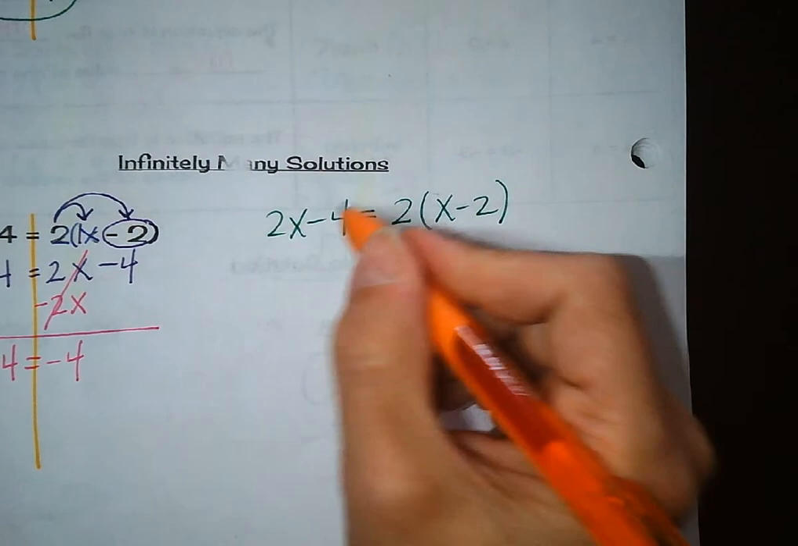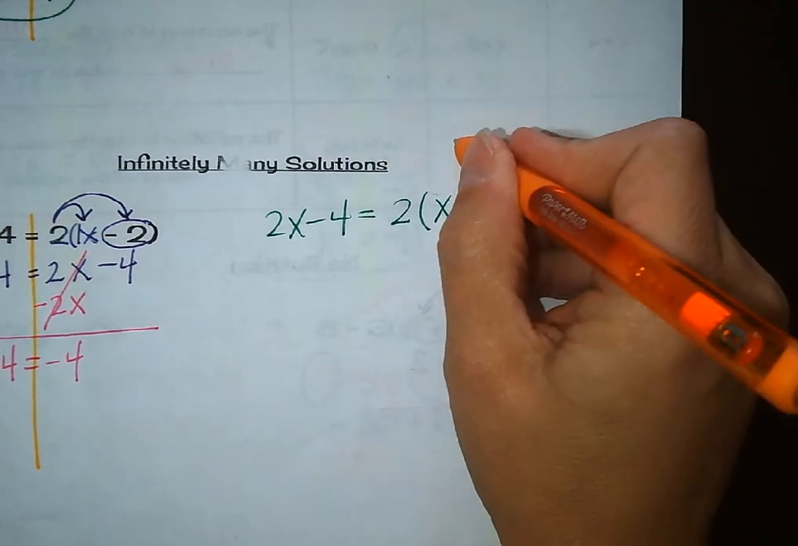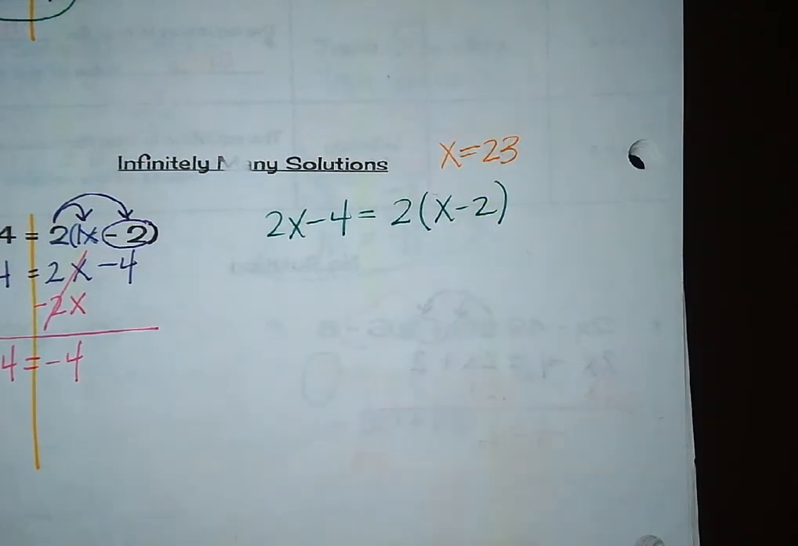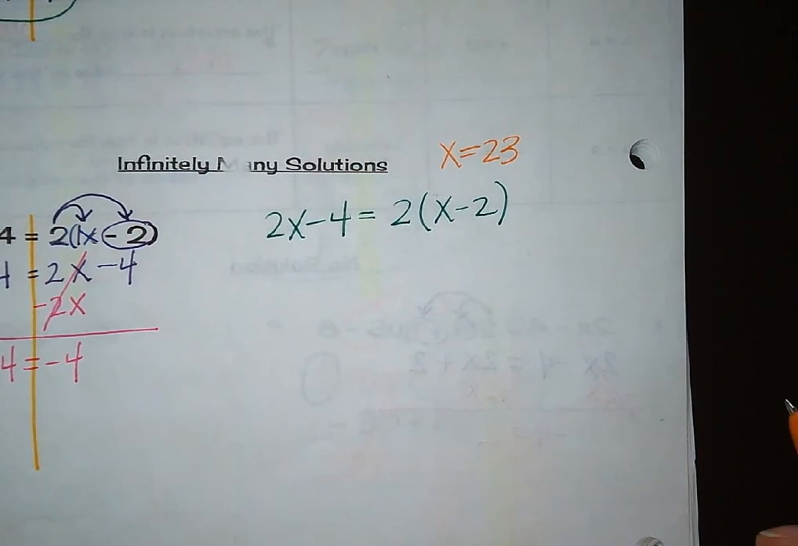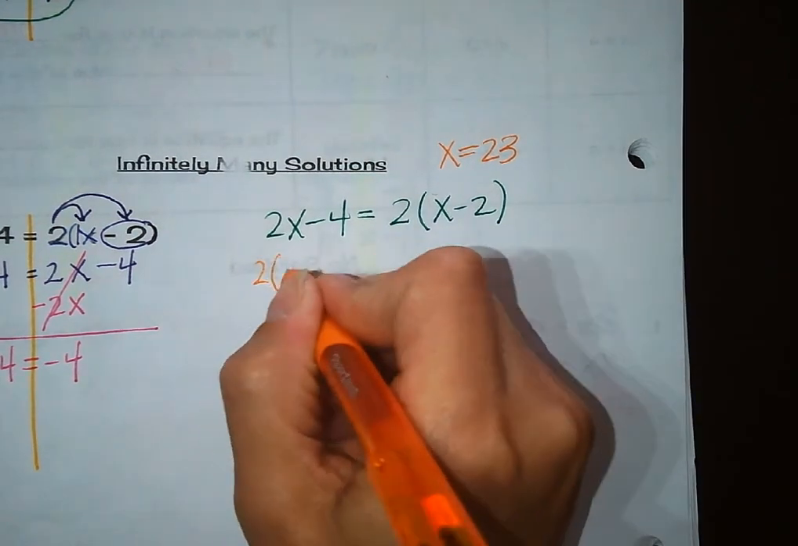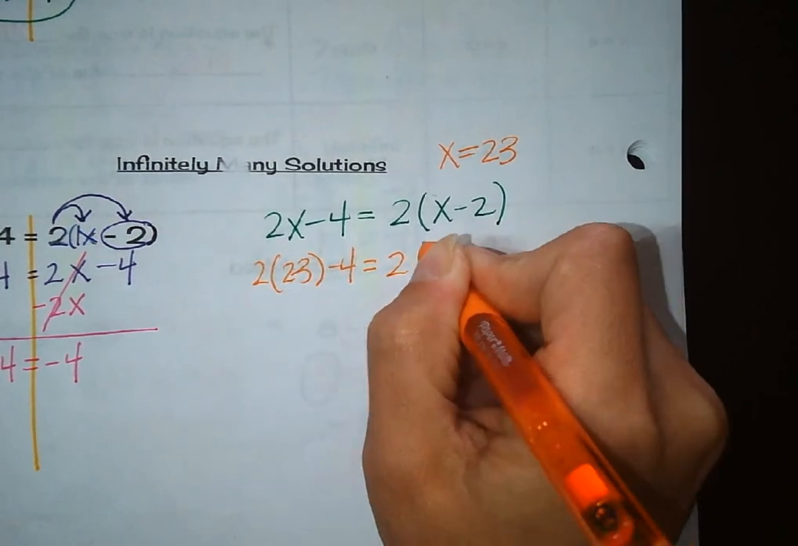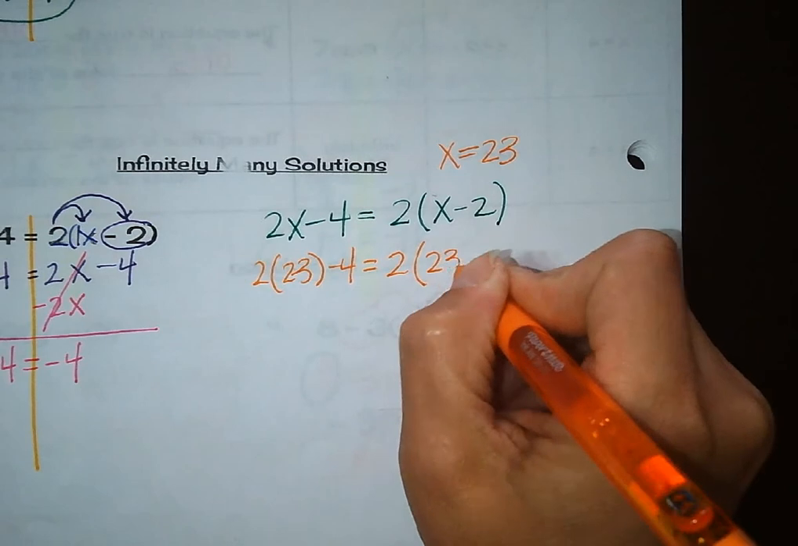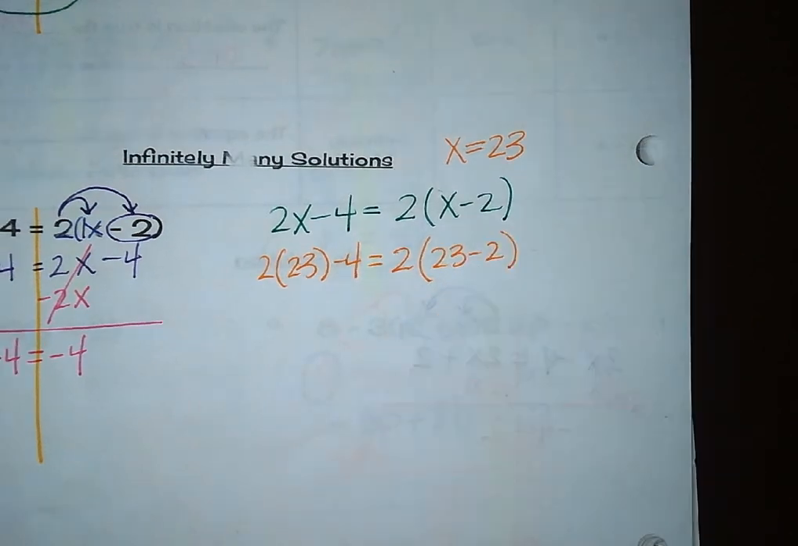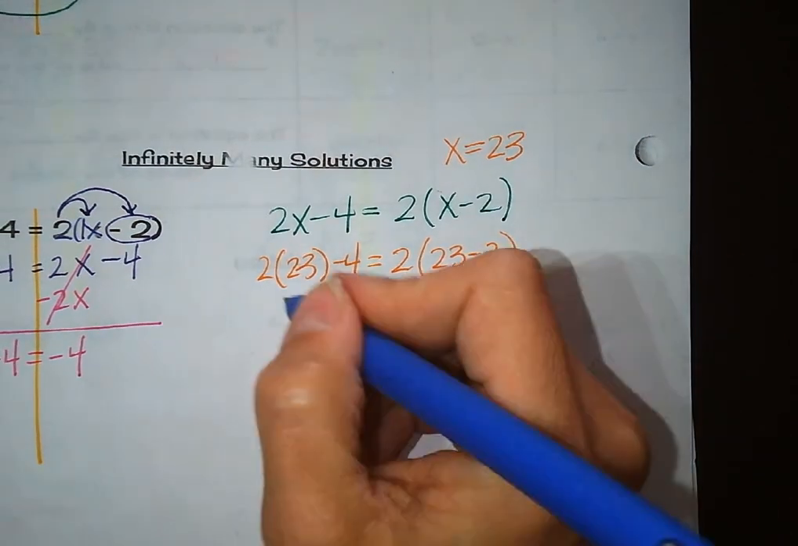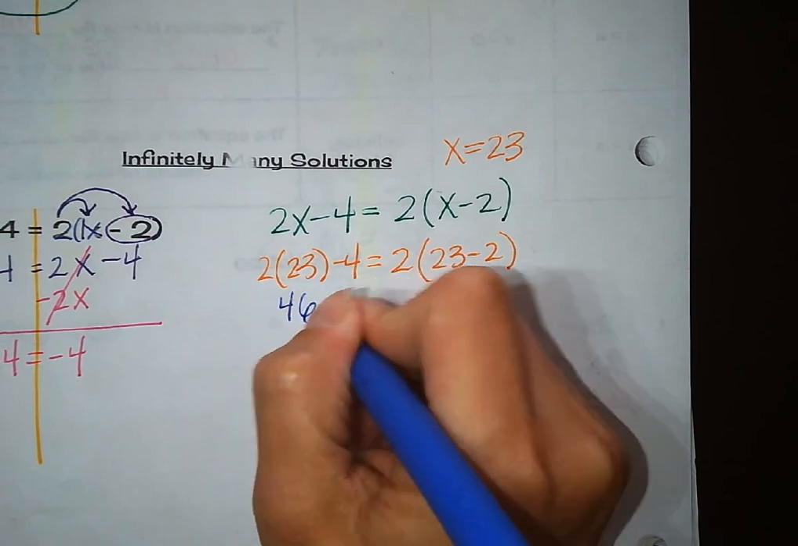So we're going to try this out and see if it works. So Mr. Boland picked 23. So now we're going to plug in 23 and see if it works. So 2 times 23 minus 4 equals 2, and then in parentheses, I have 23 minus 2. All right, so 2 times 23 is 46 minus 4.